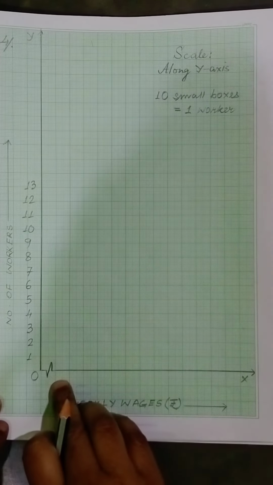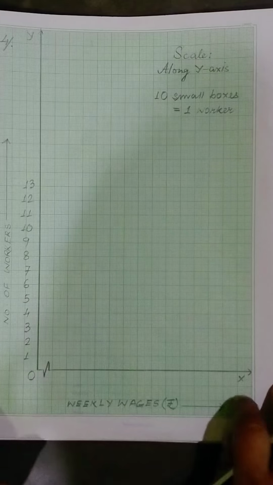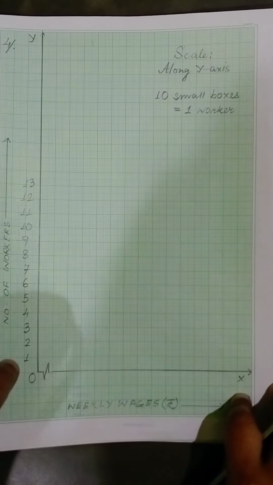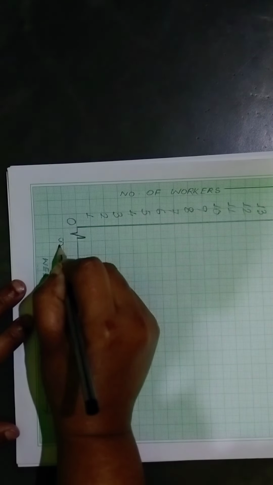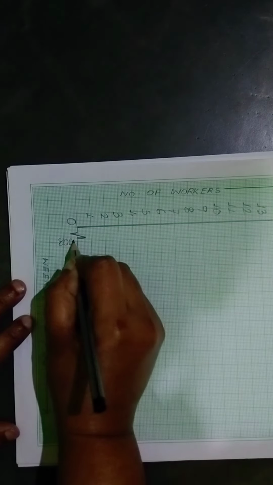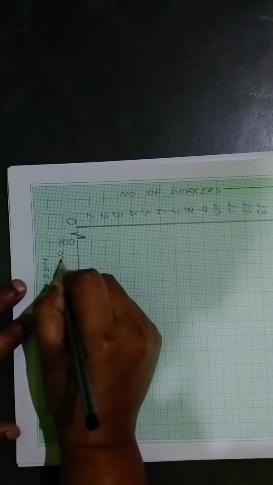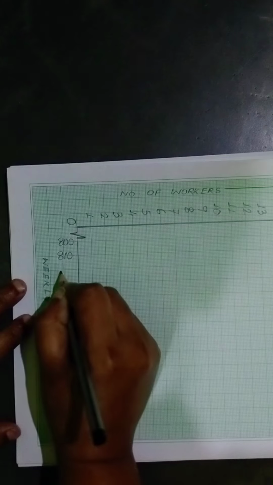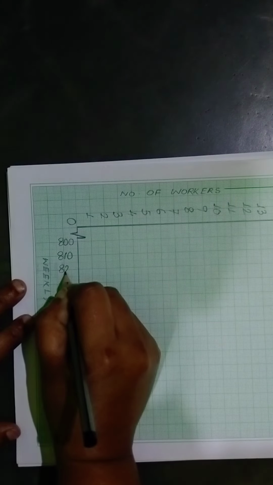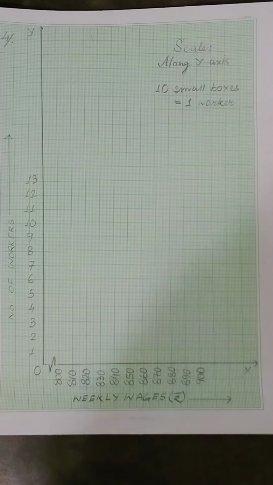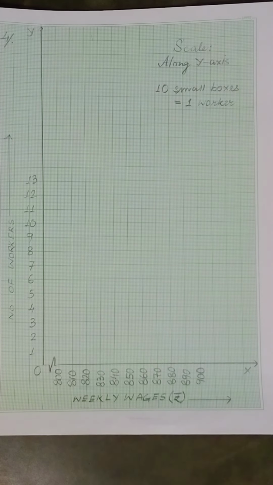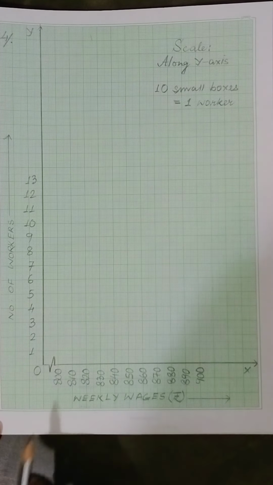Okay, now from here I will take. So here I will take your 800 in this way. See, follow me. Is it visible? Yeah, from here I will take 800. Yes, 800. Then 810 in this way. Very easy and very interesting, my dear students. 820. Now see, I have taken. Clear?